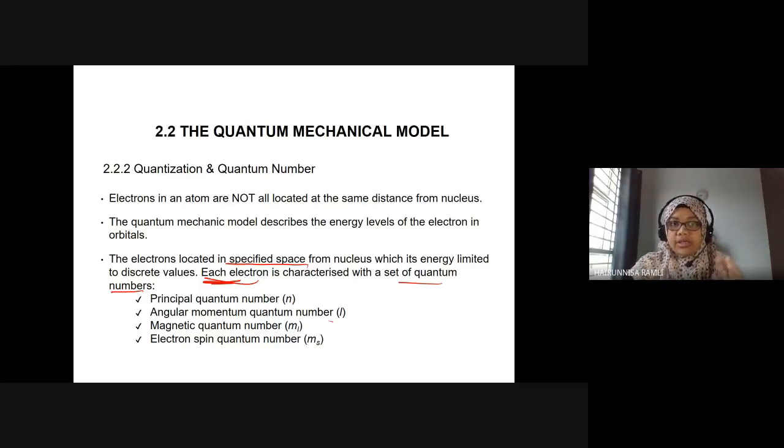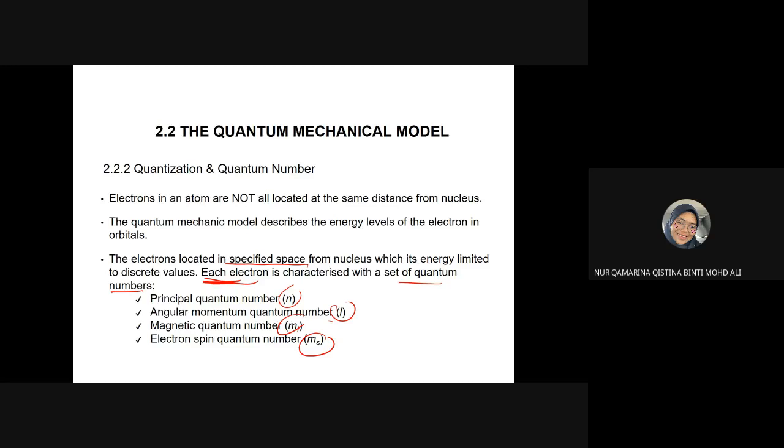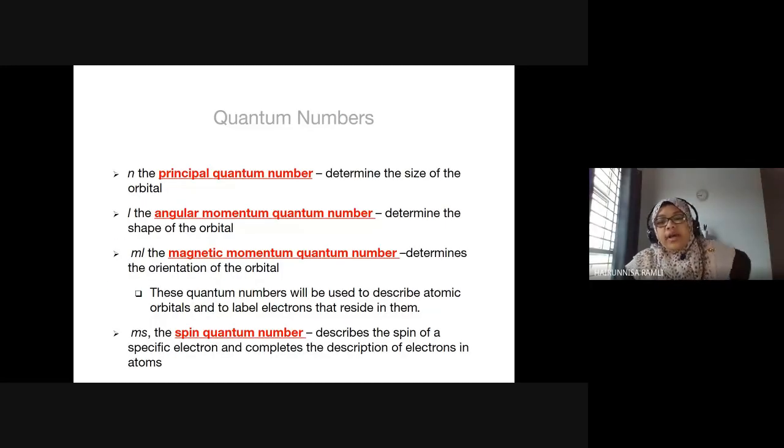Each of electron, setiap electron. Maksudnya even hydrogen ada satu saja electron. Kalau aluminium ada 13 electrons, so all the 13 electrons have very different sets of quantum numbers. So dia bezakan dengan this n, l, ml, ms. Okay? Clear ke? So far? Okay, this slide is not in your slide, tapi sebenarnya sama je. Cuma saya nak sebelum kita pergi in details nak explain what is actually n, l, ml, ms.